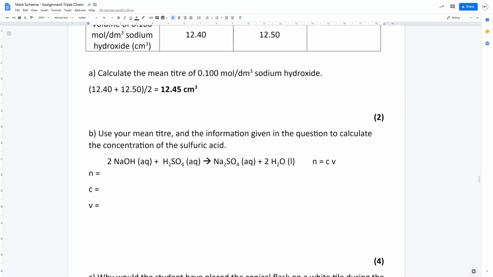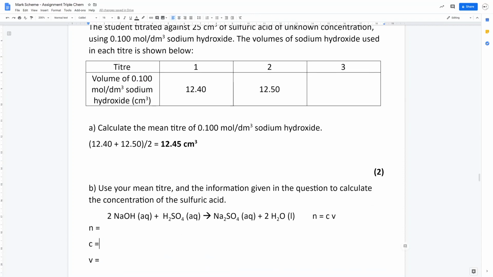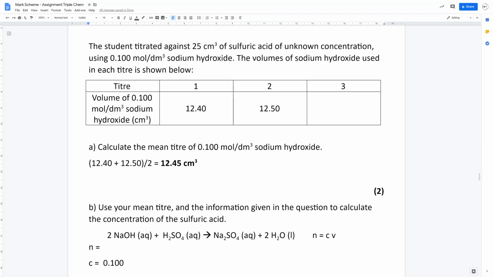So the sodium hydroxide, I do know its concentration. It's written all over the place. Look, using 0.100 moles per decimetre cubed. See that there? Moles per decimetre cubed, there's the units of concentration. So we've got 0.1 for the sodium hydroxide's concentration. It's also written here, and it's also written here. So you definitely should know its concentration as 0.100.